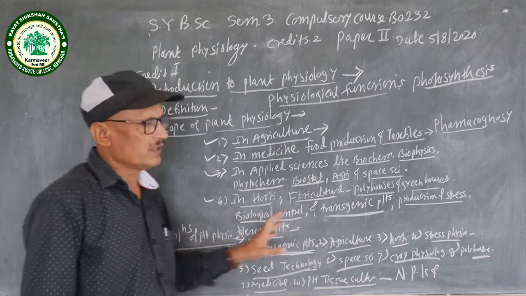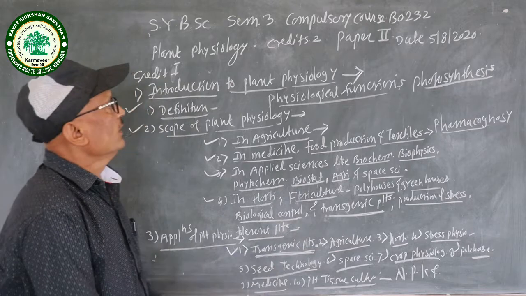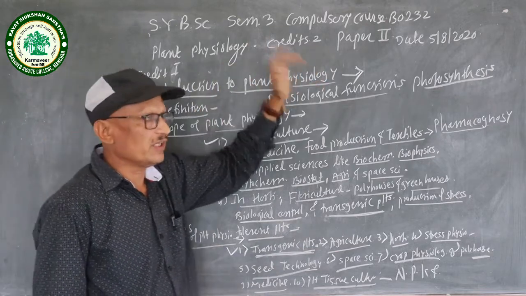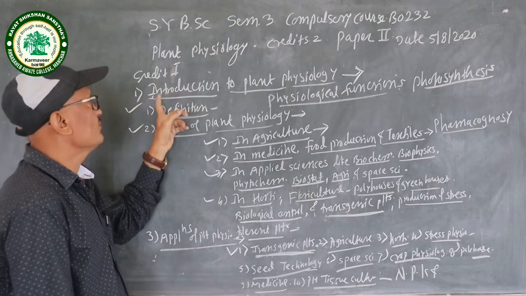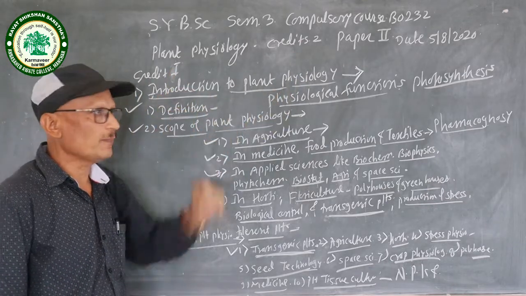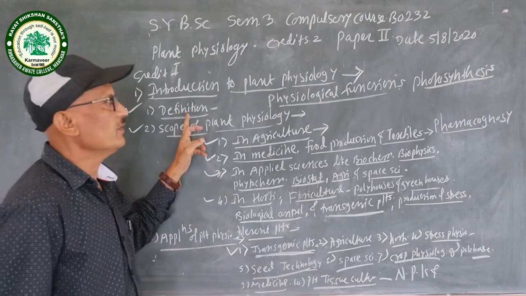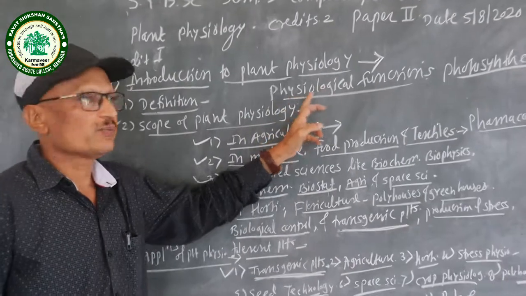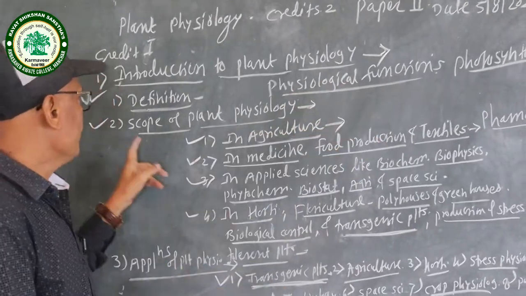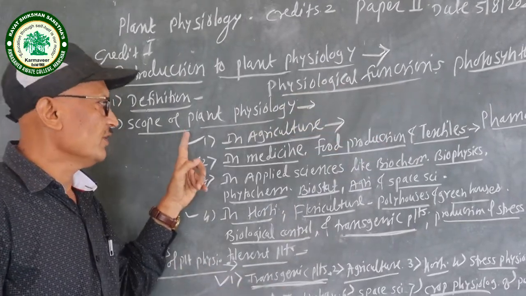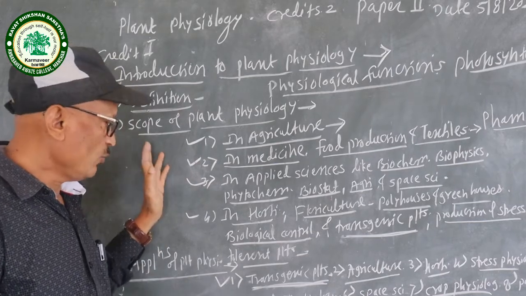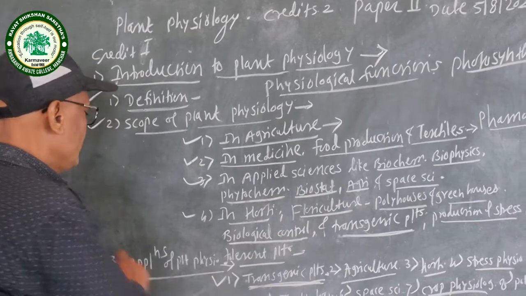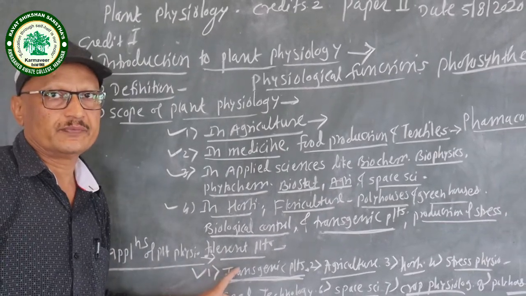Now again we will summarize within 1 to 2 minutes. Now this is the plant physiology course, botany paper 2nd. In credit, the first chapter is Introduction to Plant Physiology, where we have studied the definition, that is, plant physiology is the study of various physiological functions. Then we have studied the scope of plant physiology. Plant physiology has varied scope in various disciplines of science, and lastly applications of plant physiology.